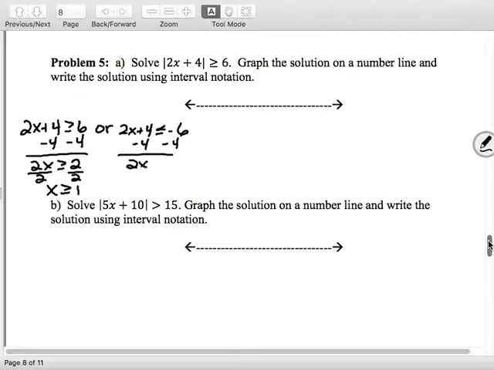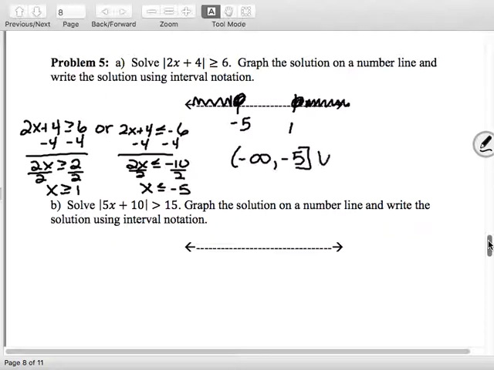Subtracting 4, I get 2x less than or equal to negative 10. Divide by 2, x is less than or equal to negative 5. So I put negative 5 and I put 1. These are closed. Now it says x is greater than 1, so it's going the two pieces. In interval notation, that's negative infinity to negative 5, union, bracket, 1 to infinity. When you're ready, flip the page and do part B.